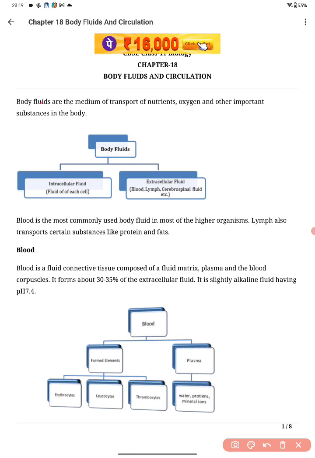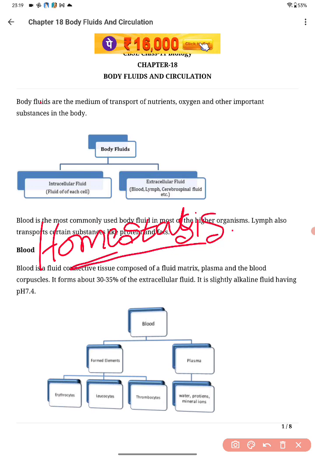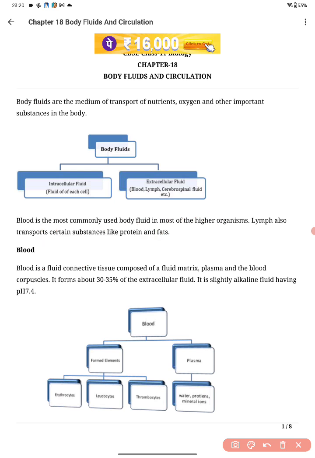That's why there's a term called homeostasis. I'm not talking about hemo, not blood. We are talking about fluids. Homeostasis is the maintenance of the balance of the body fluids in your body. Okay, so these are the things.